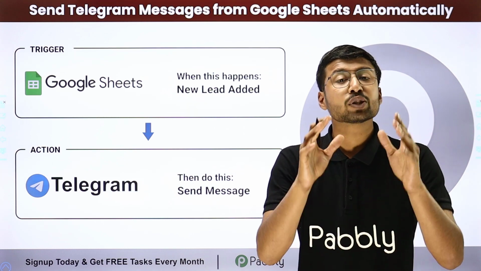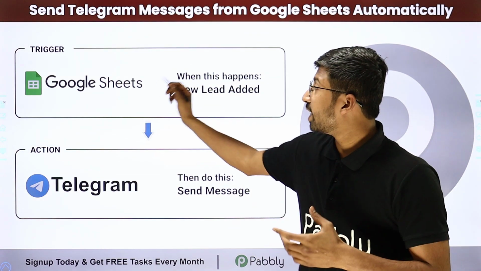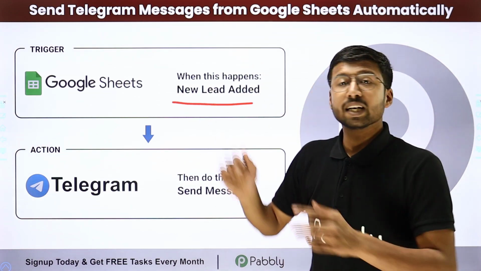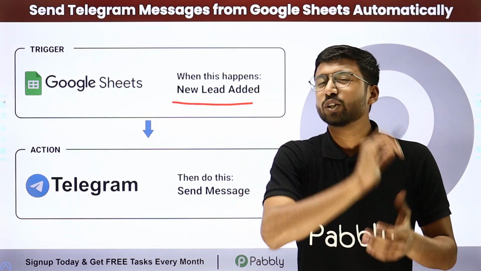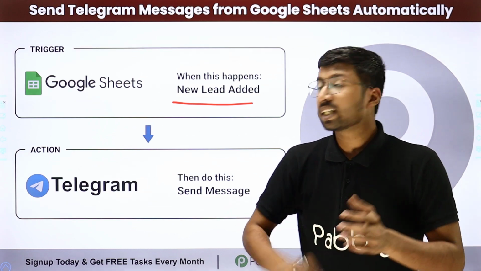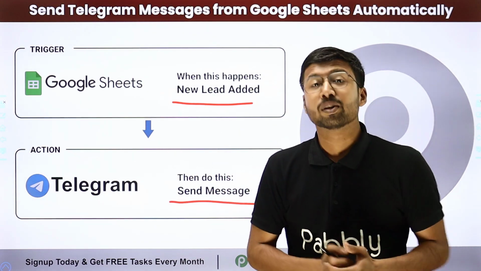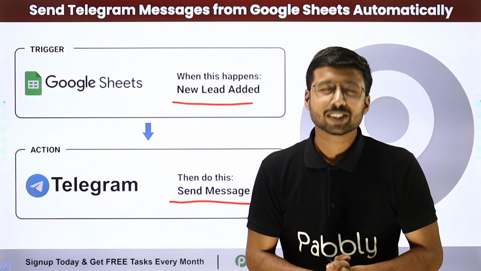So in this video, we are going to see how you can automate the process of sending data from Google Sheets to Telegram. So in this automation, whenever a new lead will be added, whenever a new row of data will be added in Google Sheets, automatically the same details will be sent to a Telegram group or Telegram channel as a message. Want to learn more? For that, just come with me to my screen.